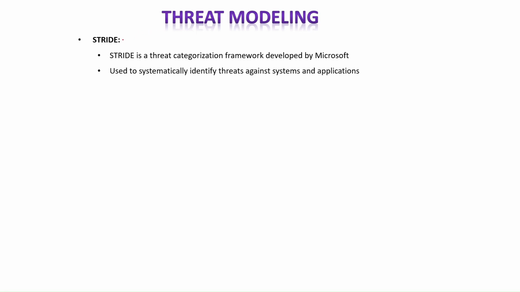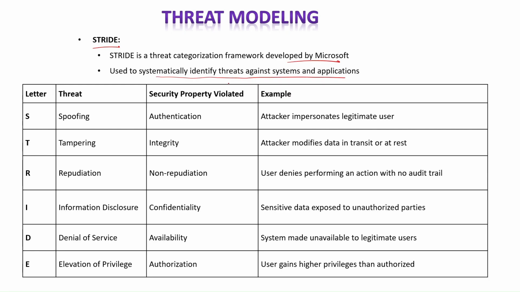So some threat modeling models you can say. First one is STRIDE. STRIDE is a threat categorization framework developed by Microsoft. It is used to systematically identify threats against systems and applications. Each of the letters in STRIDE stands for: S for spoofing, T for tampering, R for repudiation, I for information disclosure, D for denial of service, and E for elevation of privileges.